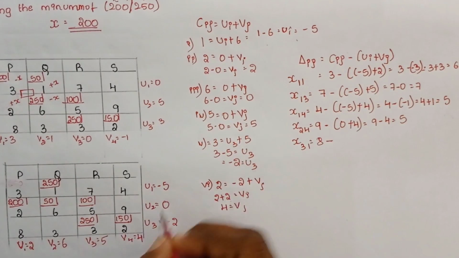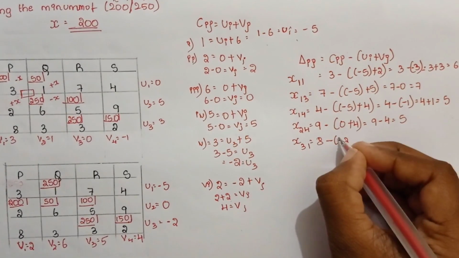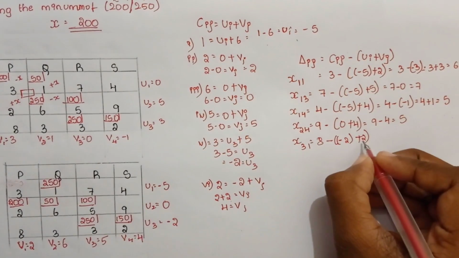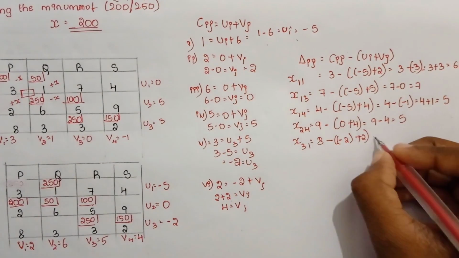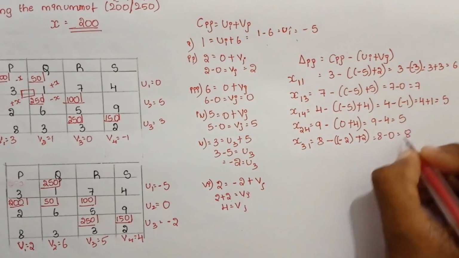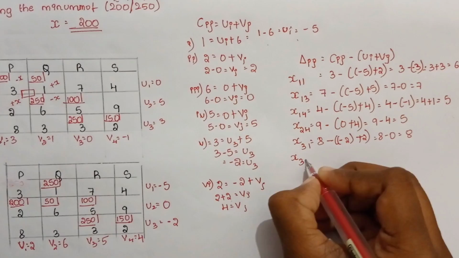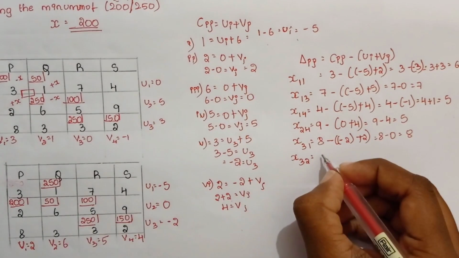8 minus the U value, which is minus 2, plus the V value, which is 2. So minus 2 plus 2 will become 0. So 8 minus 0 is 8. So the next unoccupied cell is this. It lies in the third row and second column. So the Cij value is 3.